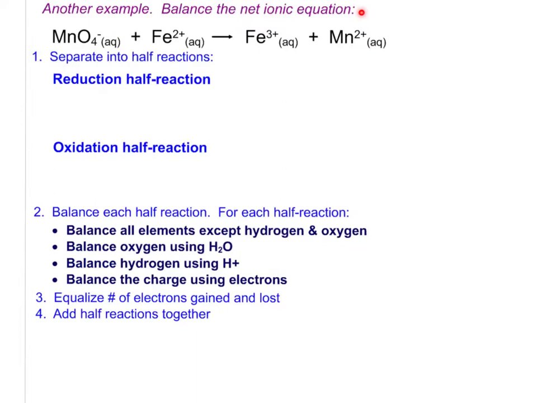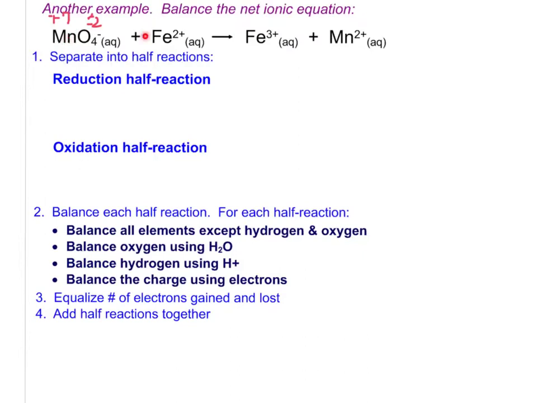First, separate into half reactions. Remember, we need to look at what is reduced and what is oxidized. To do that, we need to look at the oxidation states. Manganese here, we know that oxygen is -2. Remember our oxidation state rules that we assign. If oxygen is -2, that means the manganese is +7 because the total charge on the entire ion is -1. So the manganese needs to be +7.